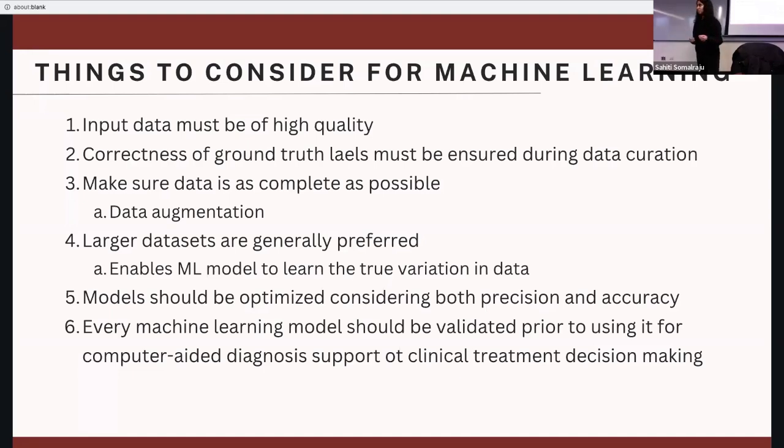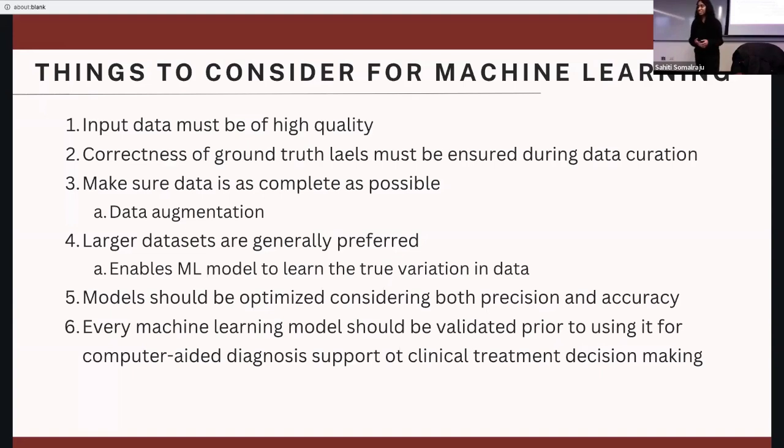But it's important to note that while you can do this, it doesn't usually lead to the same results or performance compared to using a complete data set. The fourth thing is that larger data sets are generally preferred because this enables the machine learning model to learn the true variation in the data, and we don't want to risk a few outliers affecting the model negatively.